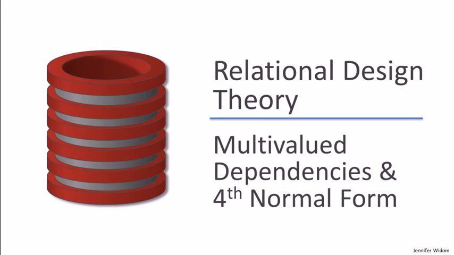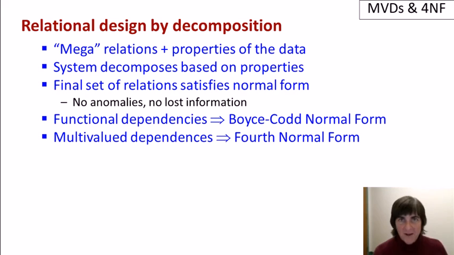This video continues the topic of relational design, talking specifically about multivalued dependencies and fourth normal form. I know I've reminded you many times about relational design by decomposition, so let me do it very quickly. The designer specifies mega relations with all of the information they want to store and properties of the data. The system decomposes the mega relations into smaller relations that have good properties, no anomalies, and no lost information.